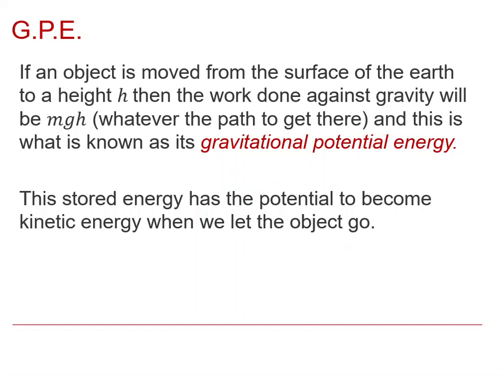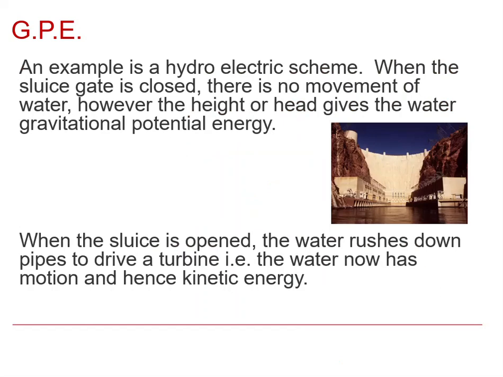Now here's a standard example of this. If you have a hydroelectric scheme, you have water stationary at a great height, and then you release it, and as it travels downwards it gains velocity. The sluice gate is open, the water rushes down, and it's piped to drive a turbine. The water now has motion and hence kinetic energy, so the potential energy is realized as kinetic energy.